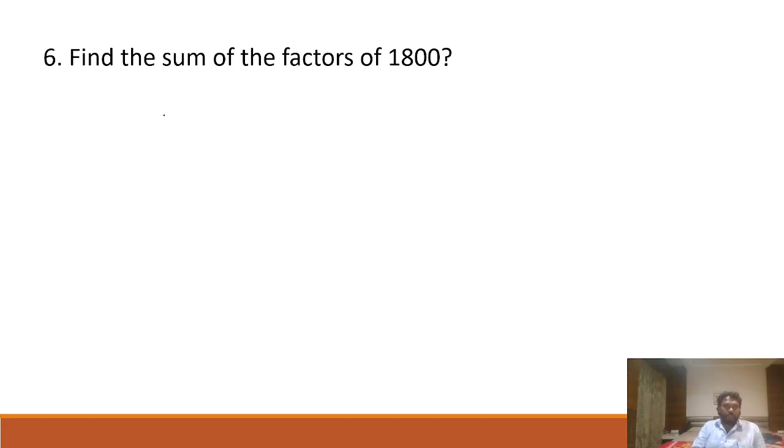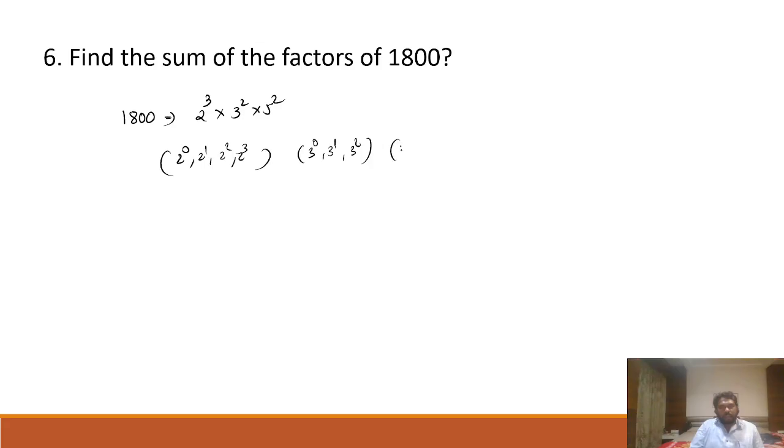As I just now told you, you write the prime factorization of 1800. It is 2 cube times 3 square times 5 square. Now 2 cube, how do you write it? You can express this as 2 power 0, 2 power 1, 2 square, 2 cube. 3 square is 3 power 0, 3 power 1, 3 square. 5 square is 5 power 0, 5 power 1, 5 square. What I suggest is, you just write these numbers 1, 2, 4, 8 and add them.